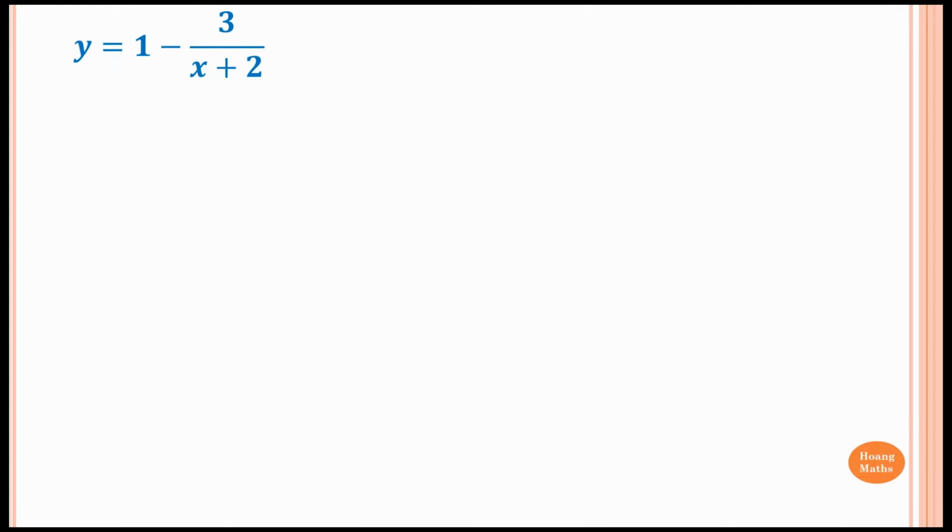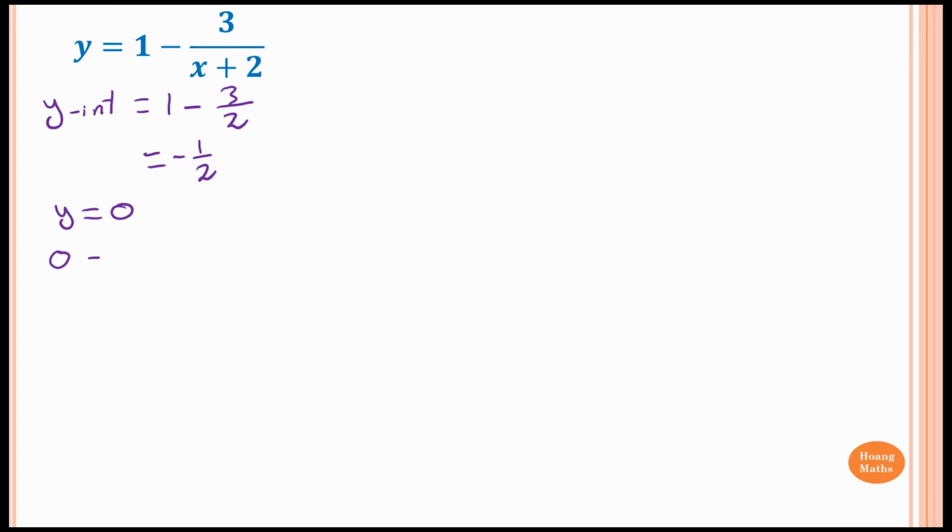So first of all, we can just find the y-intercept first. The y-intercept is when x is equal to 0. So when x is equal to 0, that means 1 minus 3 over 2, which is equal to negative a half. So now to find the x-intercept, that is when y is equal to 0.